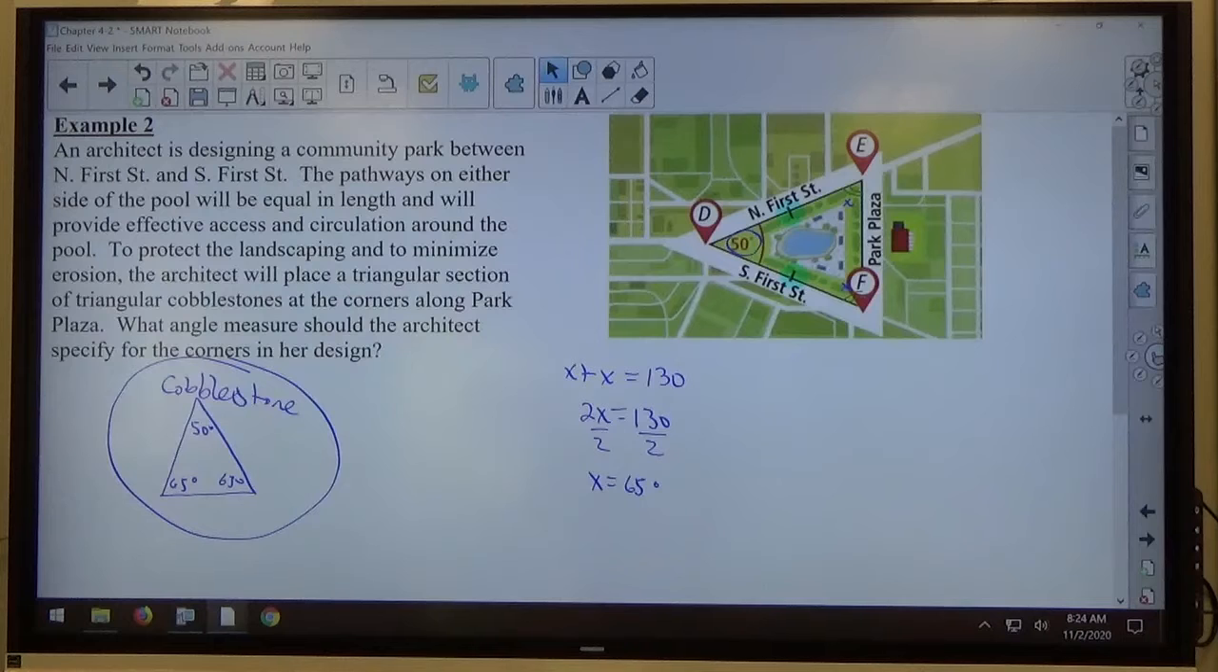One of those pictures worth 1,000 words type things. You could say, make the cobblestone so the base angles are both 65 and the other angle is 50 degrees. Or if you just draw a picture of it, that sufficiently describes the cobblestone.